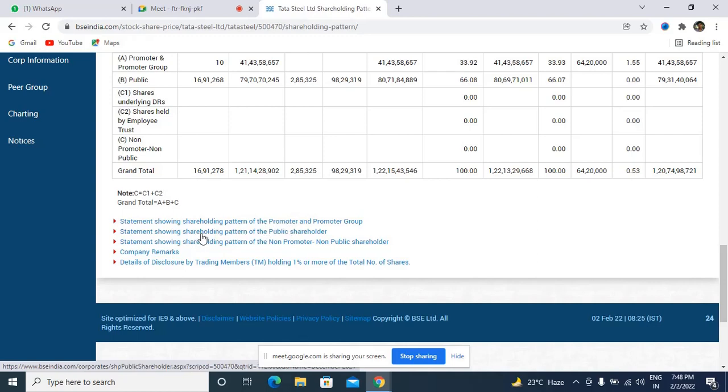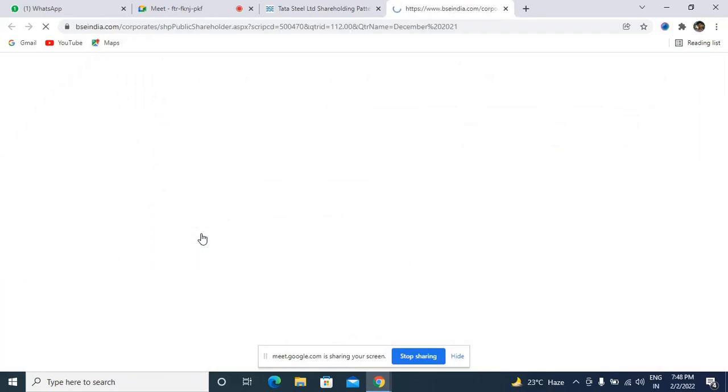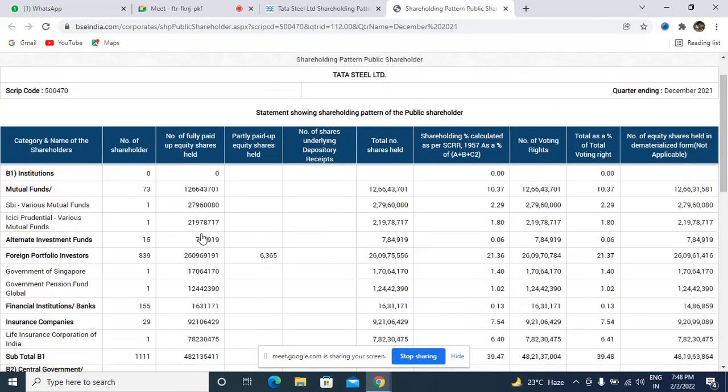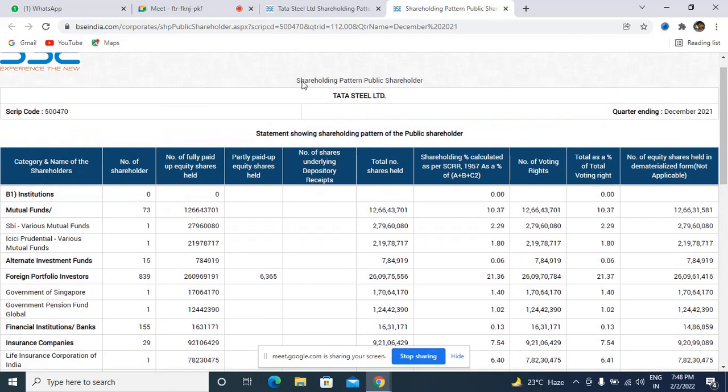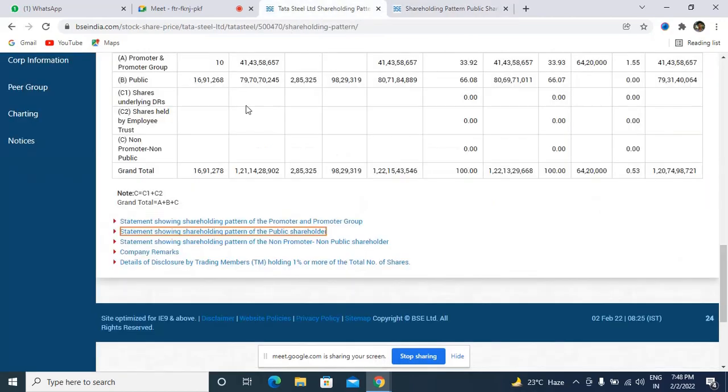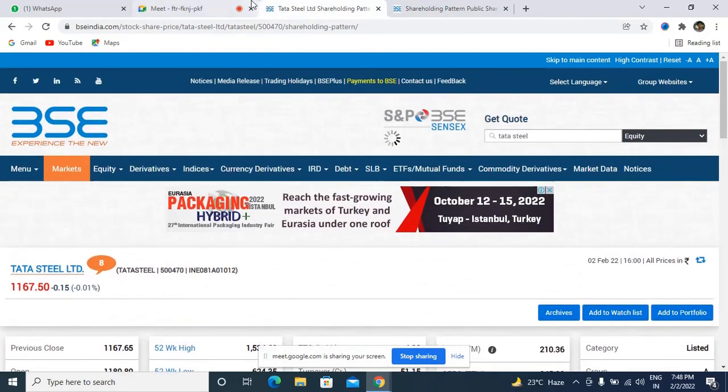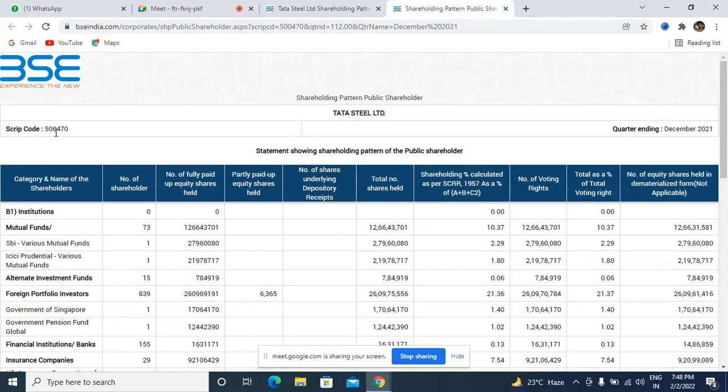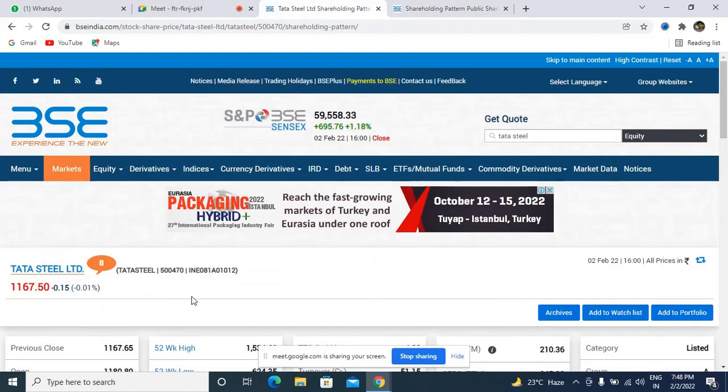So now, statement showing shareholding pattern of the public shareholder. Let us visit. Yes. So these are the public shareholders. You can see shareholding pattern, public shareholder, quarter ended December 2021, Tata Steel Limited. Script number is given, script code is given there. What is the script code? Look at this number, 500470. 500470, this is their BSE code. BSE, Bombay Stock Exchange's code.